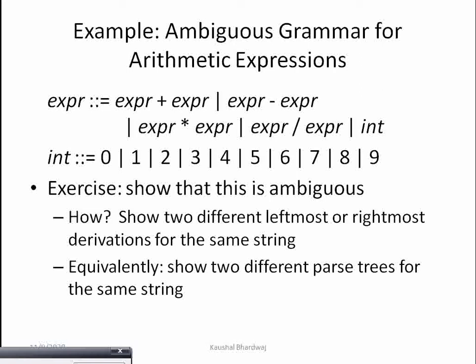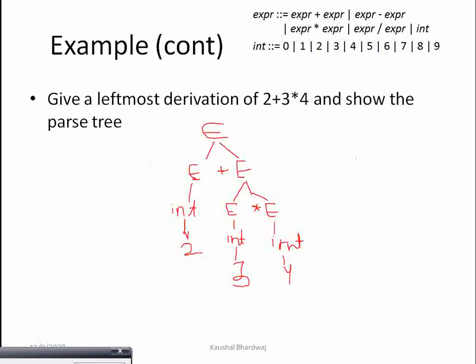How can you show that a particular grammar is ambiguous? For showing this, you will have to find two different leftmost derivations for a particular string. Given a string of symbols, you will try to find leftmost derivations for it. If you are able to find two leftmost derivations for it, then you can say that the grammar is ambiguous. So let us try.